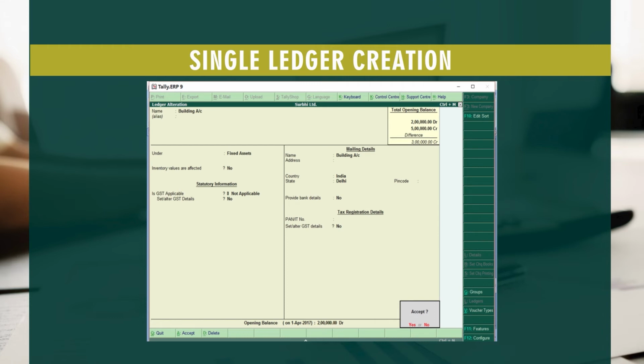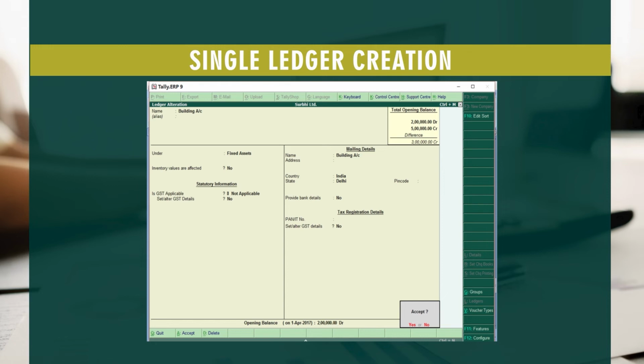Look towards the extreme right top. Now you can see that in the total opening balances, there is a change. The change is, earlier there was only 5 lakh. Now there is a 2 lakh in debit also, since we are creating a new ledger, that is the second ledger. So now it is reflecting that the total opening balance will be 2 lakh in debit and 5 lakh in credit, and the net difference amount is 3 lakh, that is in credit.